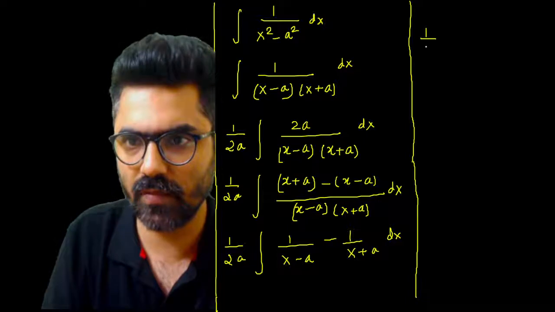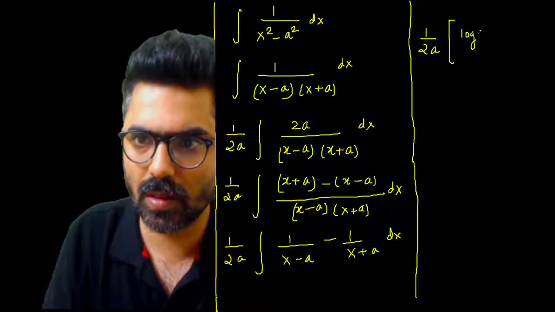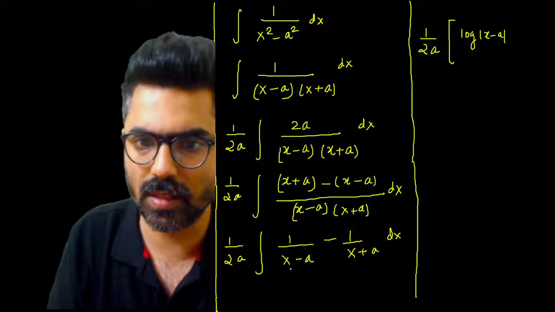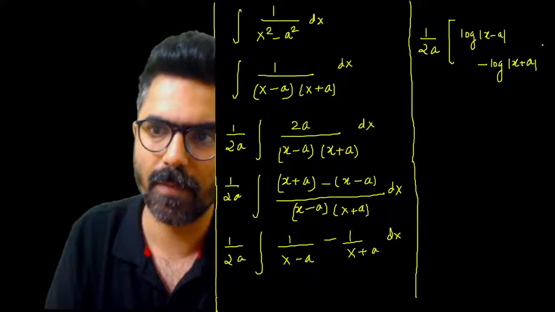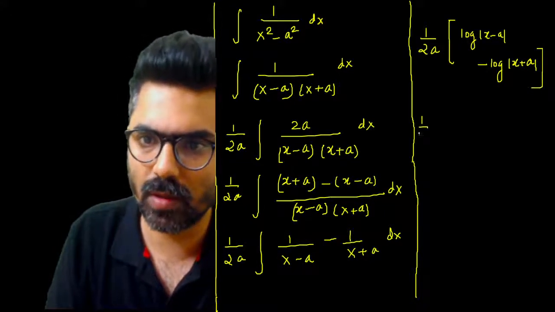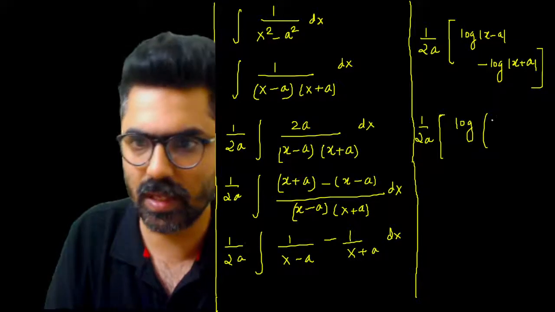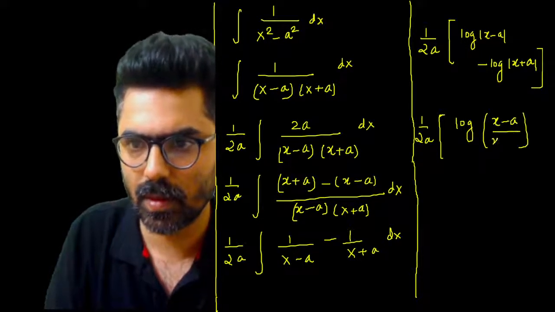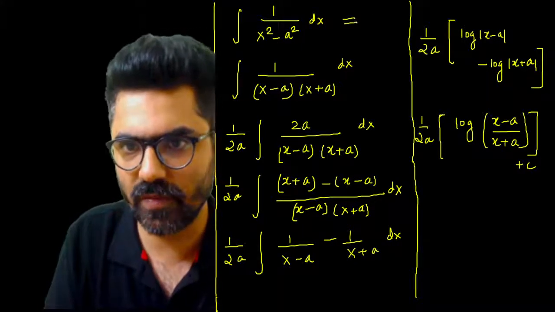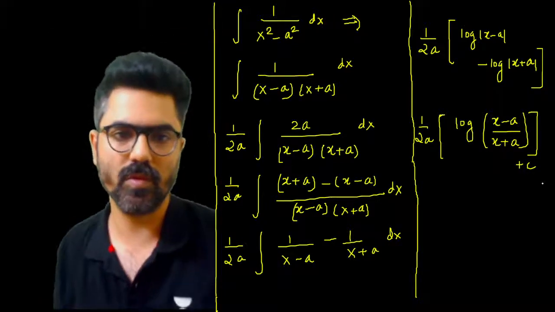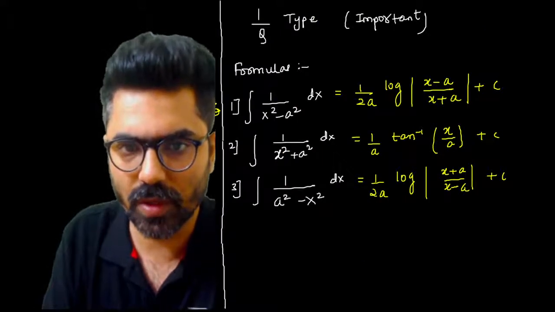And here, 1 by 2a, integration of the first term will be log of x minus a, and the second term will be log of x plus a. Now if you apply the property of log, you will get 1 by 2a log of x minus a upon x plus a plus c. So this is how we have proved the first formula. I want everyone to remember all these three.